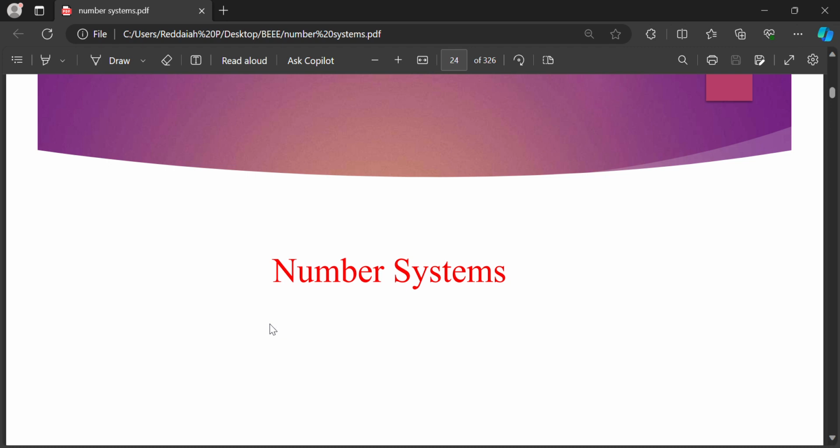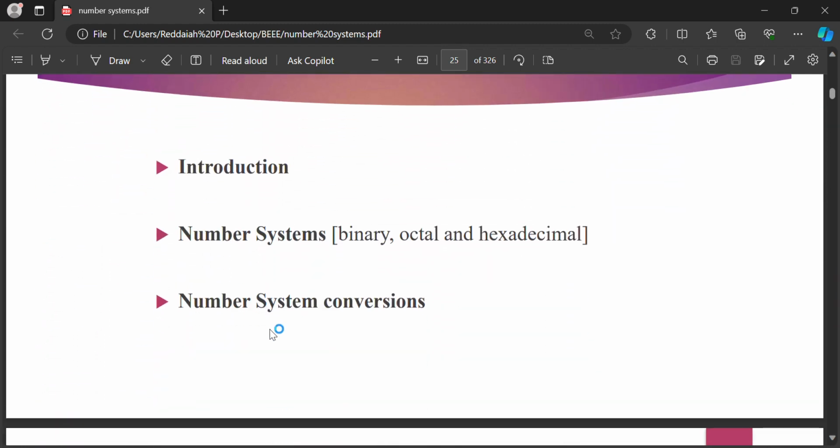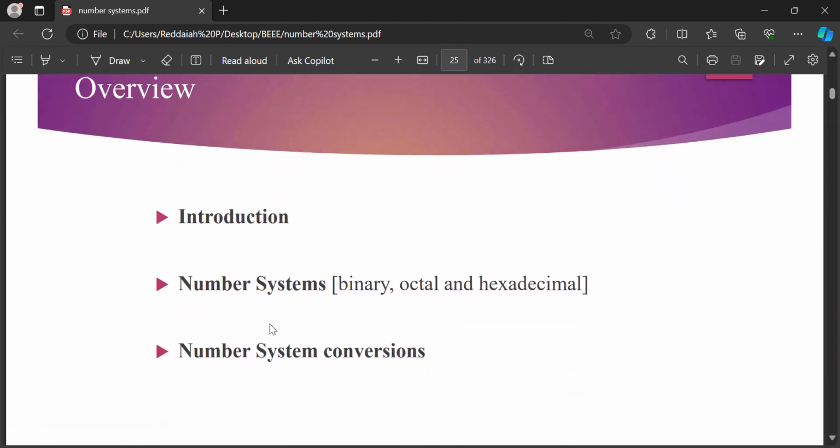Number system. What is a number system? A system that is used for representing numbers is called a number system. In digital electronics, numbers are used to present information. Hence, it is important to learn and understand different types of number systems. The basic number systems are binary, octal, hexadecimal, and decimal.